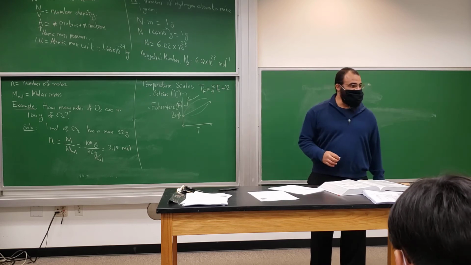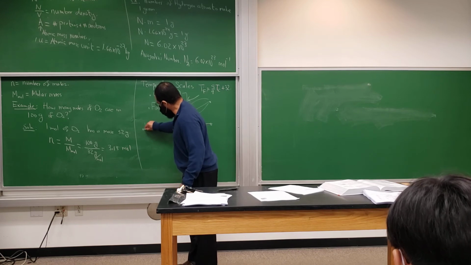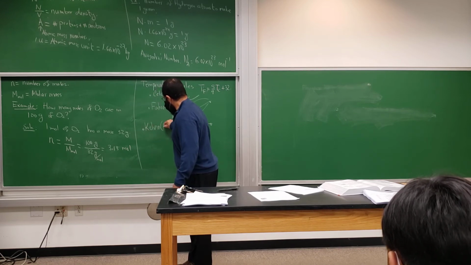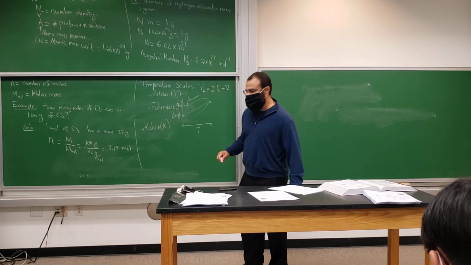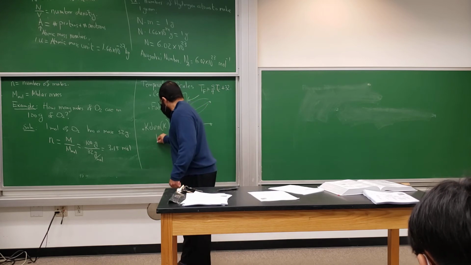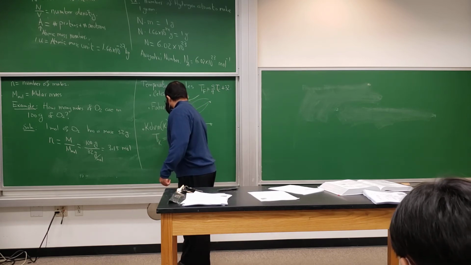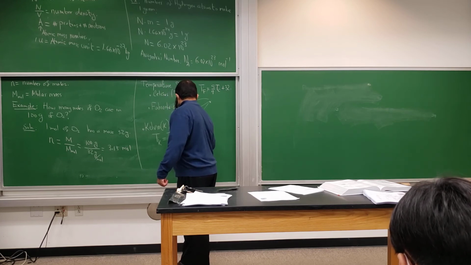Okay. So then there is the Kelvin scale, or the absolute scale, K. And it's related to the Celsius scale by the following: T in Kelvin is equal to the temperature in degrees Celsius plus 273.15.